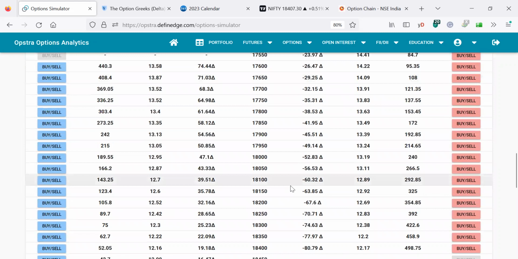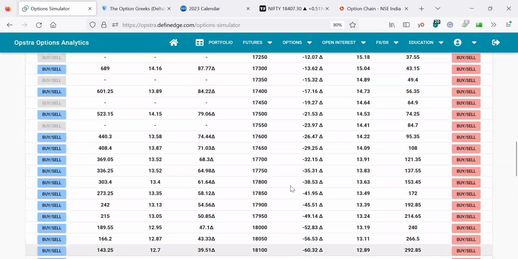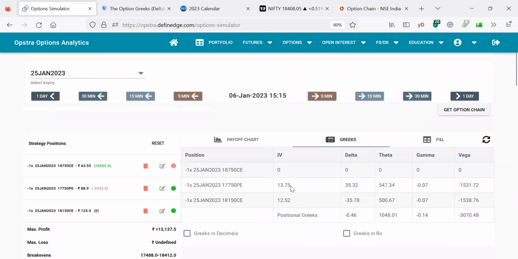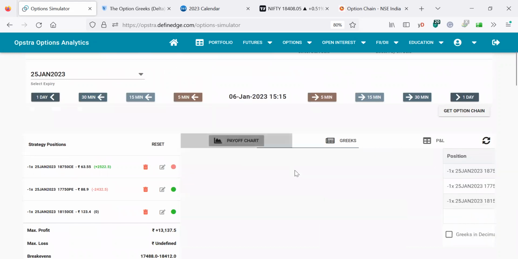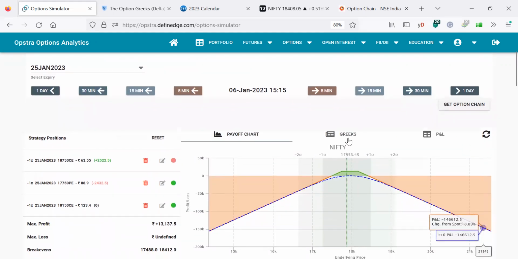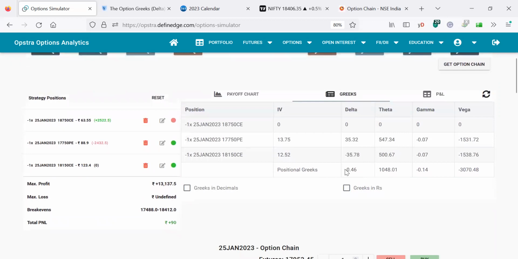But if such a situation occurs over here, we'll see what happens in that case also. So now this is the payoff chart. We have just balanced the put side and call side. Now we can check out the Greeks, and the difference also you can check. It is 0.46, so it is fine right now.